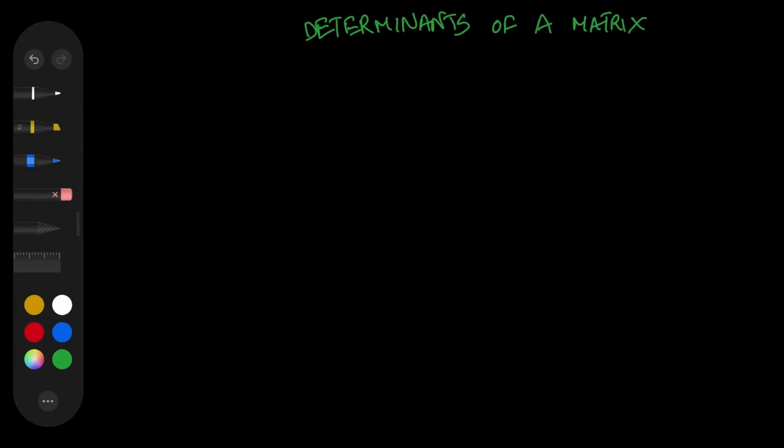So in this video, you'll understand how to find the determinants for different types of matrices. That is for a 1 cross 1 matrix, for a 2 cross 2 matrix, and also for a 3 cross 3 matrix. Right? So let's get started.